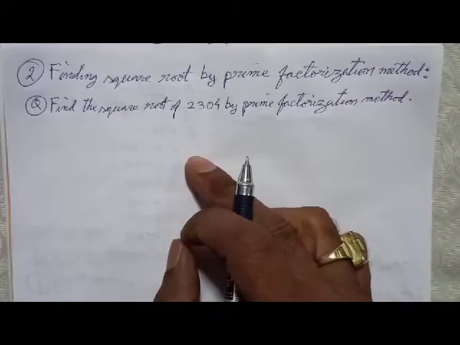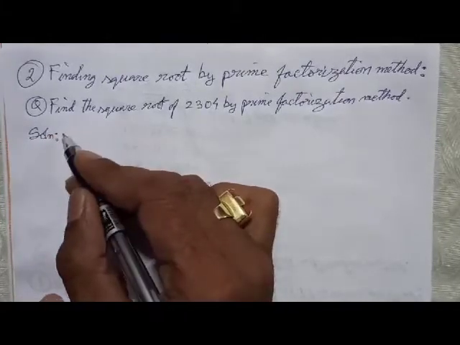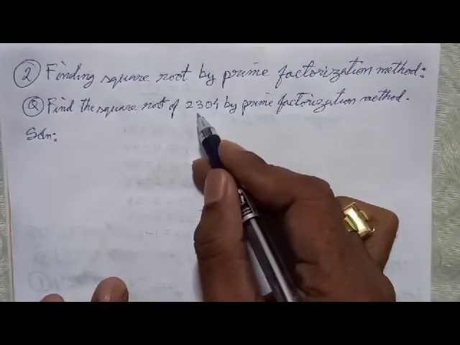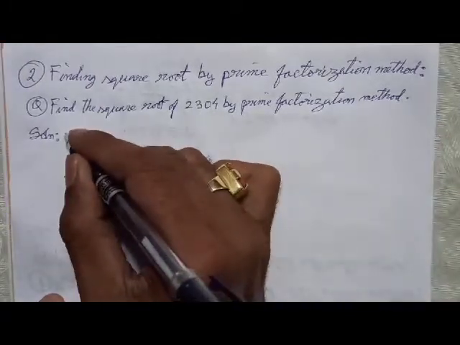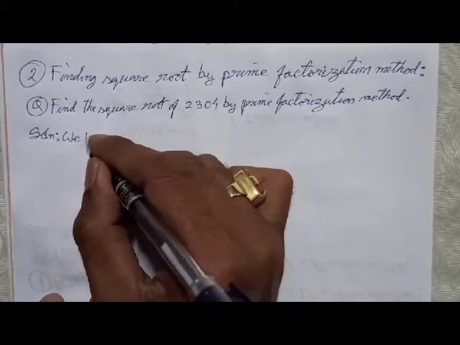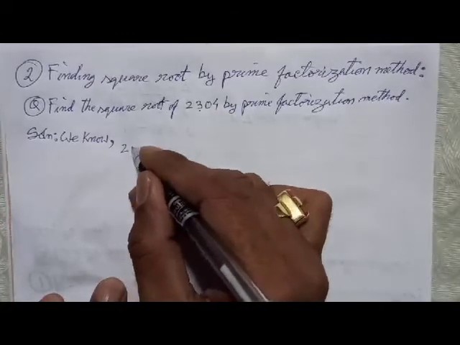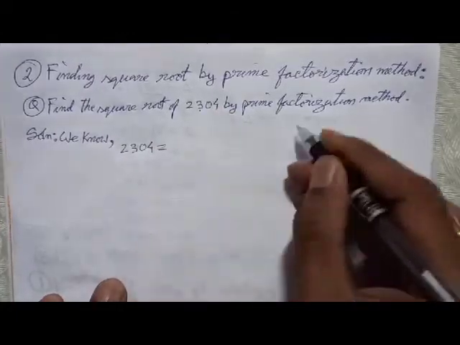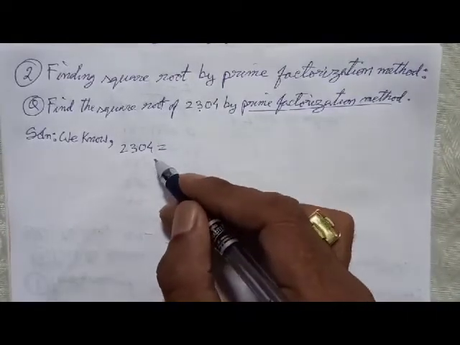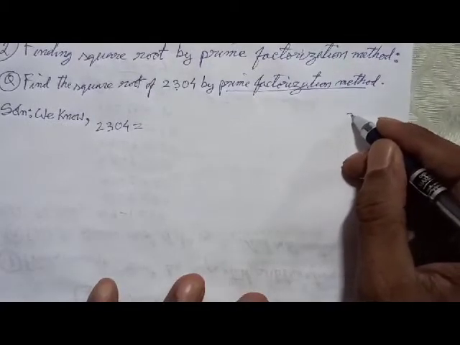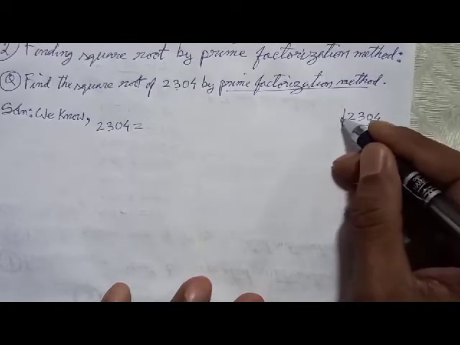Now let's try to solve this question. Solution. Here the question says that to find out the square root of 2304 by prime factorization method. First, let's write the given number 2304, and we have to use prime factorization method. So this 2304, we have to find out its prime factors. This number is even, so we can divide by 2.